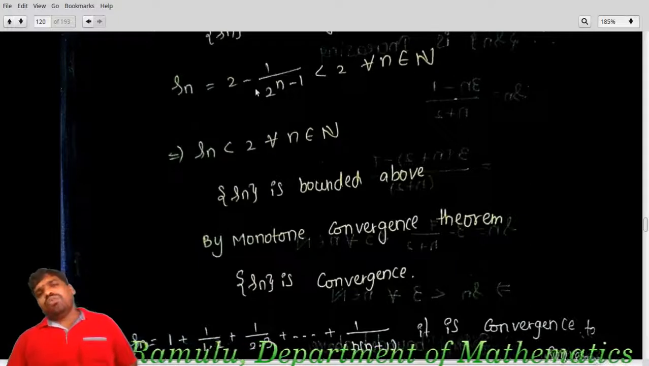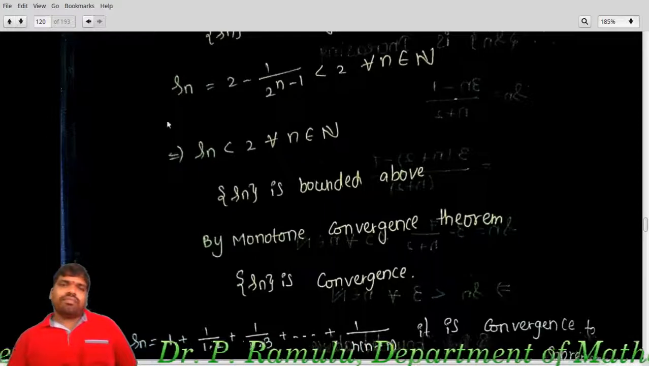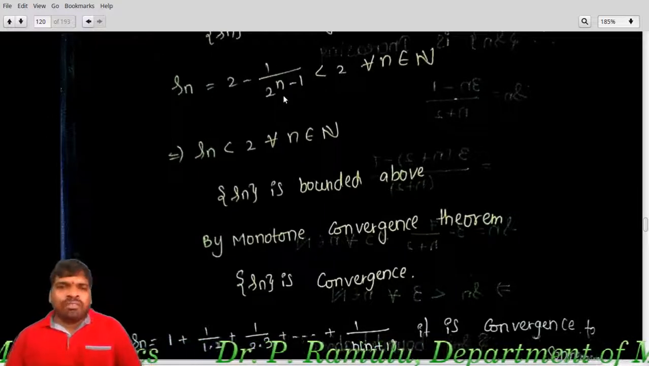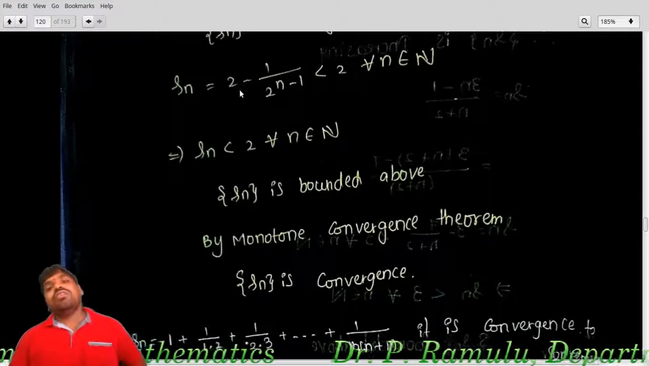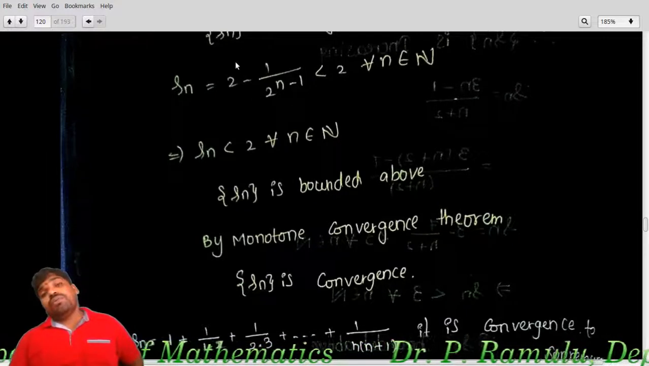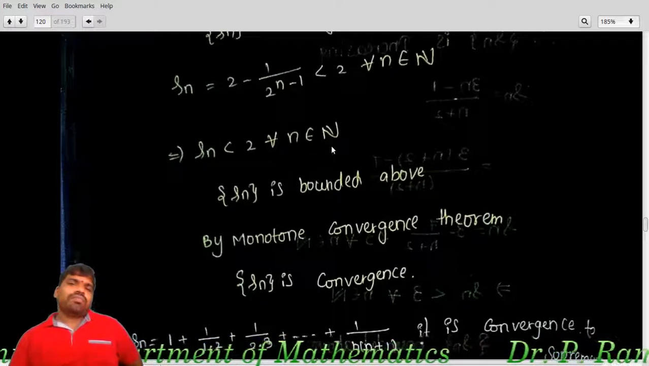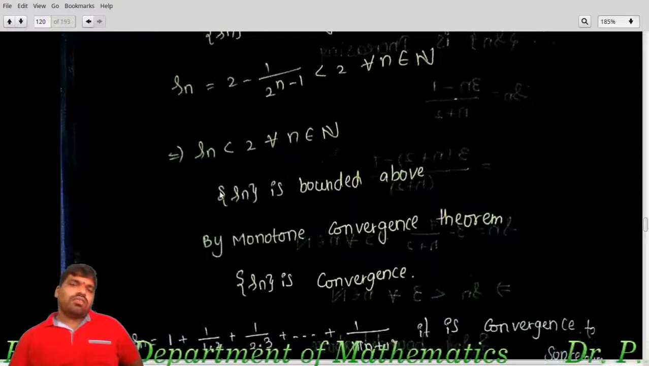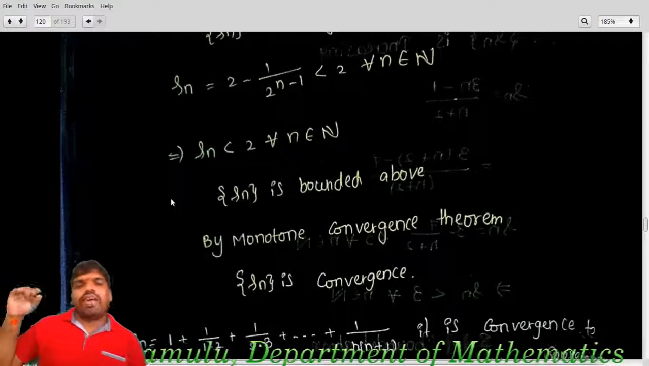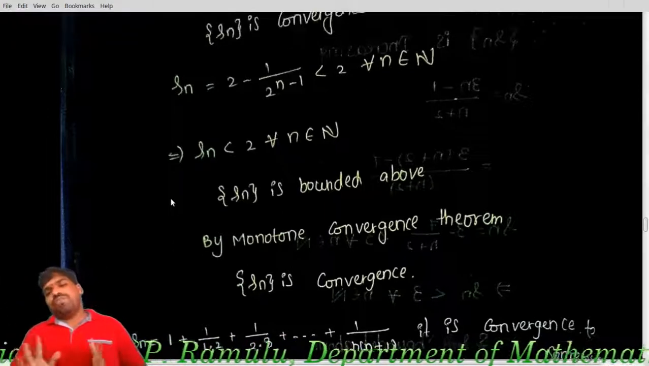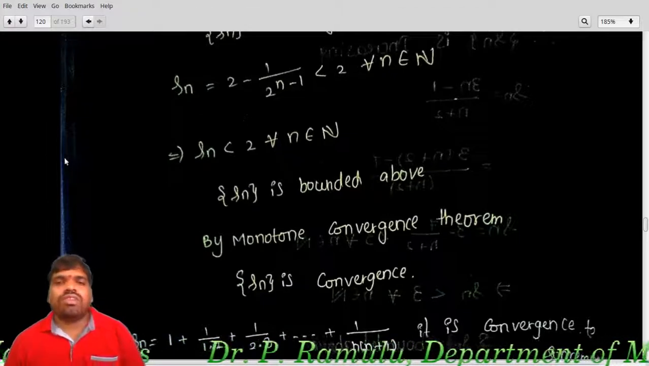Sn equal to 2 minus 1 by 2 power of n minus 1 is less than 2, right? Why? Because all the terms of the sequence are less than 2 for all n. I am removing this term from 2, so it is less than 2 for all n belongs to N. So Sn is bounded above. It is increasing and bounded above, and an increasing bounded above sequence is convergent by MCT. Sn converges to the supremum, that is, the limit of Sn equals the supremum.